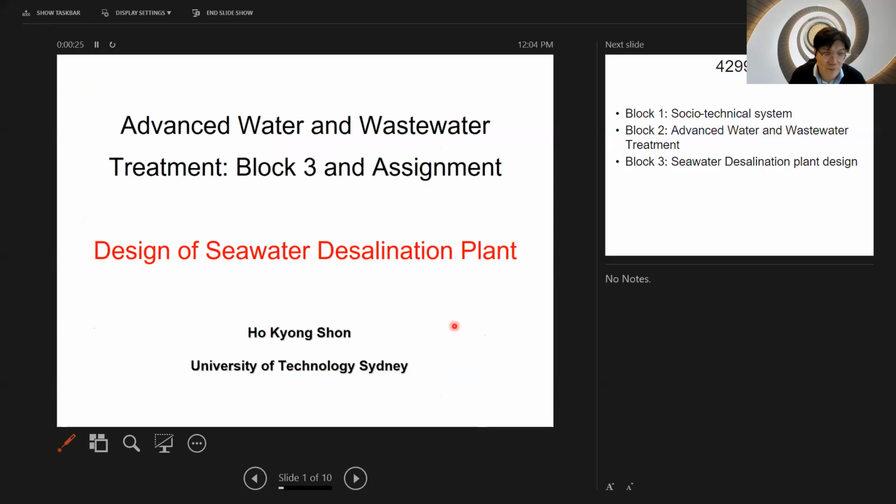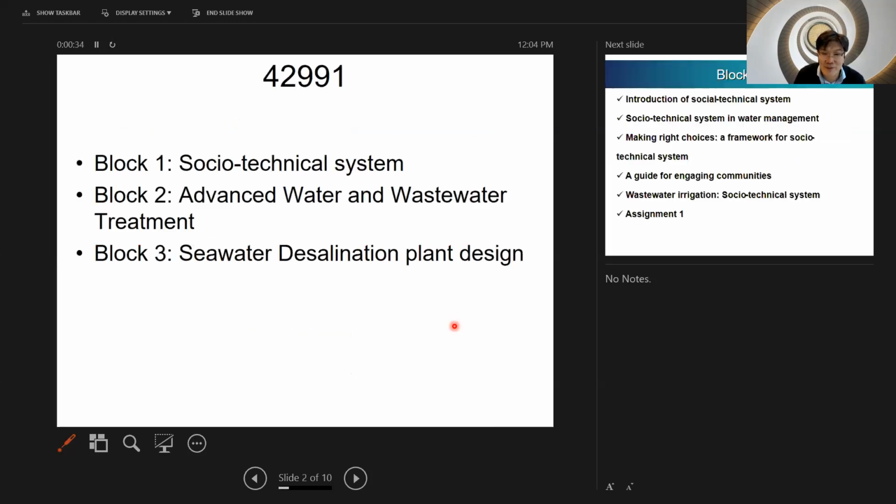So welcome to block 3. This time we will focus on how to design a seawater desalination plant. We have already experienced block 1, social technical system, and advanced water and wastewater treatment design. And the last one is the seawater desalination plant.